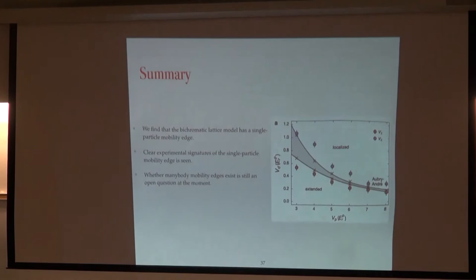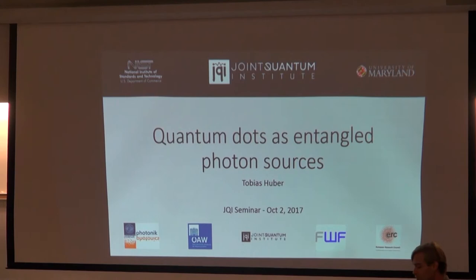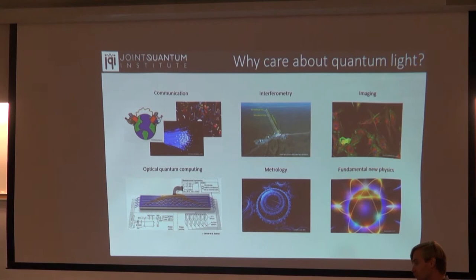We'll talk about quantum dots as entangled photon sources. This work was done in Innsbruck, as Glenn already mentioned. So why would we care about quantum light sources and entangled photon sources? There are six major topics where you have, or might have, an advantage over classical protocols if you use either single photons, entangled photons, or squeezed states. These six major topics are communication, interferometry, imaging, optical quantum computing, metrology and precision measurements, and you could maybe find fundamentally new physics.